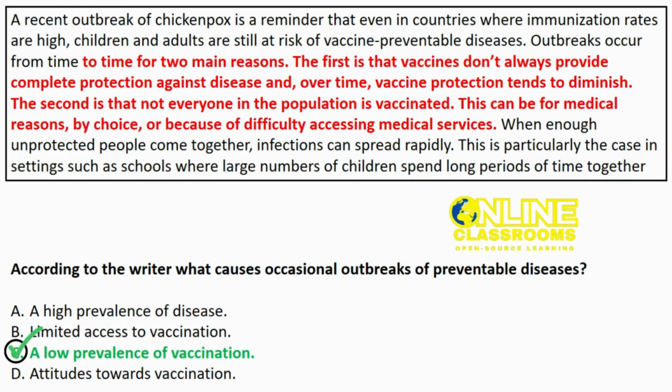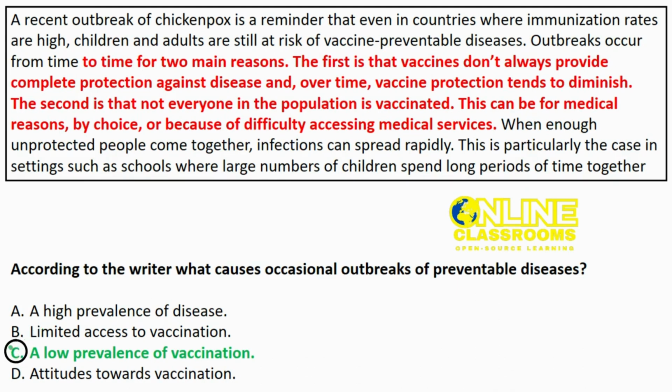difficulty accessing medical services. The paragraph further explains that when enough unprotected people come together, infections can spread rapidly, particularly in settings such as schools where large numbers of children spend long periods of time together. Therefore, a low prevalence of vaccination is the cause of occasional outbreaks of preventable diseases.